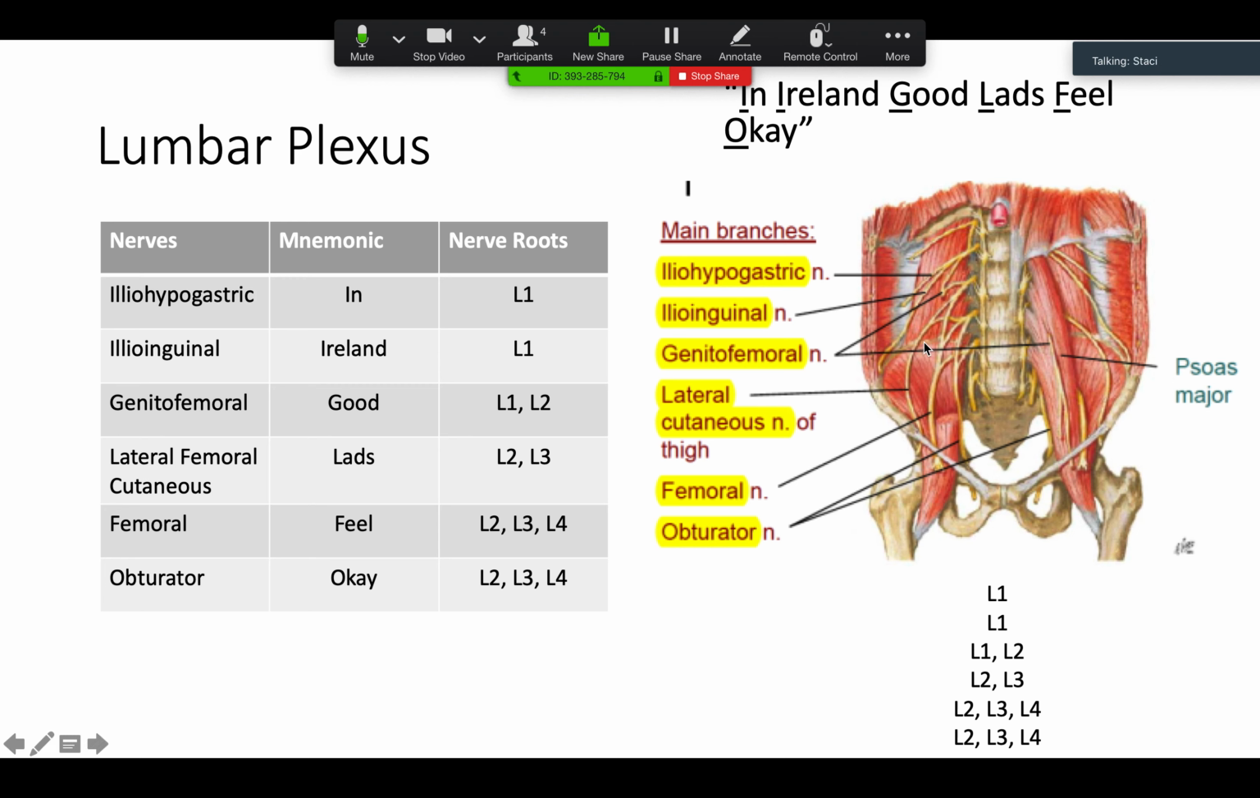So for example, the lat fem Q, the lateral cutaneous, is going to come out and go to the lateral thigh. And so there'll be a portion that gets the sensation to our lateral thigh. So if you see it's going more laterally, then I know that, okay, that one might be that one. Or the obturator, it's going to go through the obturator foramen. So be able to know where these are going.